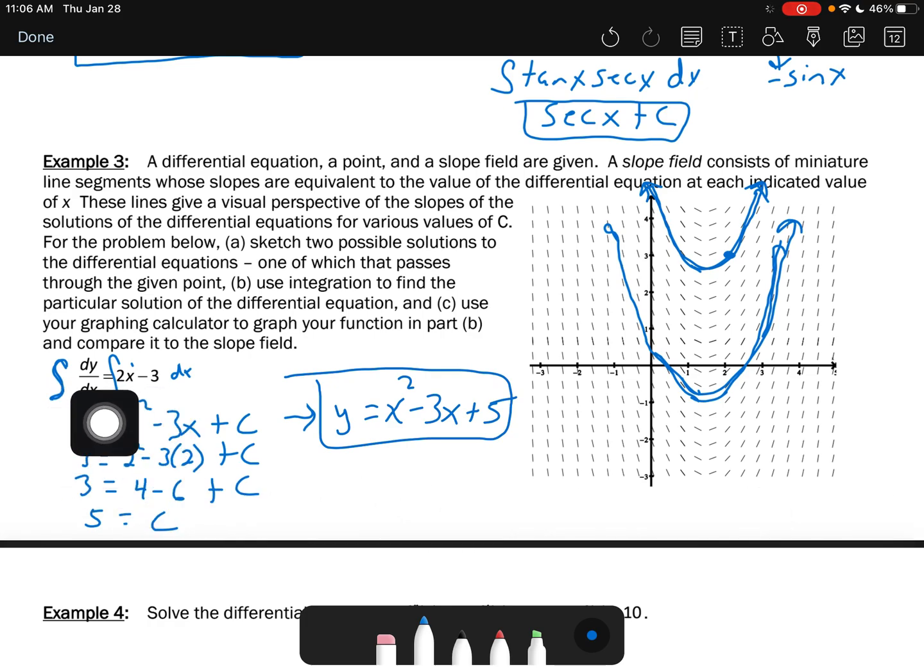So that's solving a differential equation. To do it, you take the antiderivative of both sides. That cancels out your derivative of y with respect to x and leaves you with y, and then on this side, you do your antiderivative with a plus c. To get the particular solution, use a point that they've given you that's on the actual graph.